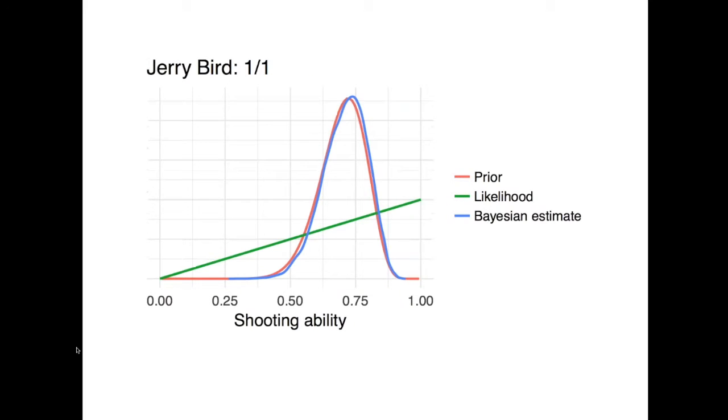Contrast that with Jerry Bird. The likelihood here you've seen before, the prior distribution is exactly the same, but our Bayesian estimate is pretty much the same as the prior, which is to say, we probably think that Jerry Bird was average in his free throw shooting ability, which seems a little more reasonable given that we only have one data point for this player.